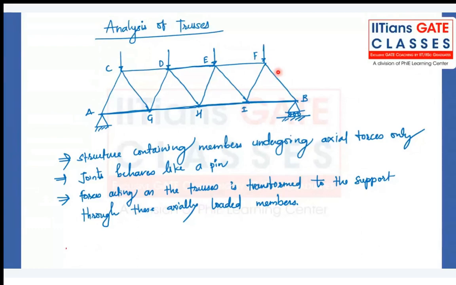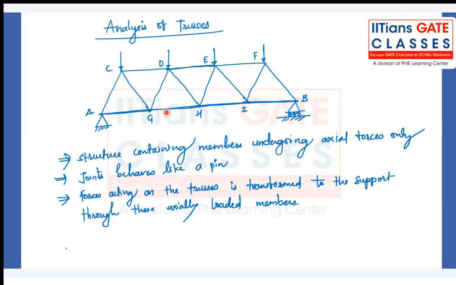You can clearly see at point A we have a joint of two members. Similarly at point C we are joining three members, and at point G we are joining four members. So at some joints we are joining two members, at some joints three members, and at some joints four members as well. And these joints behave like a pin joint.